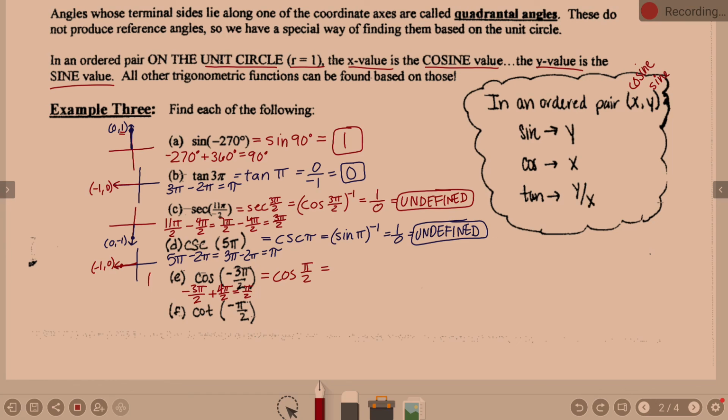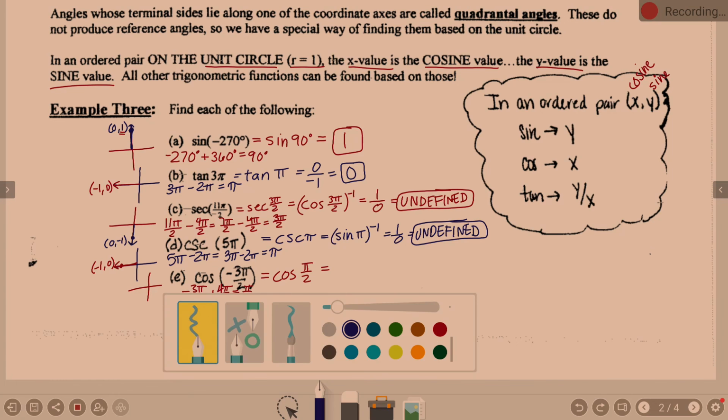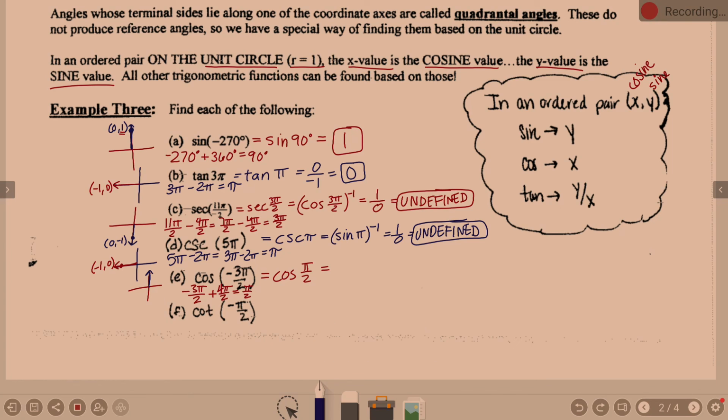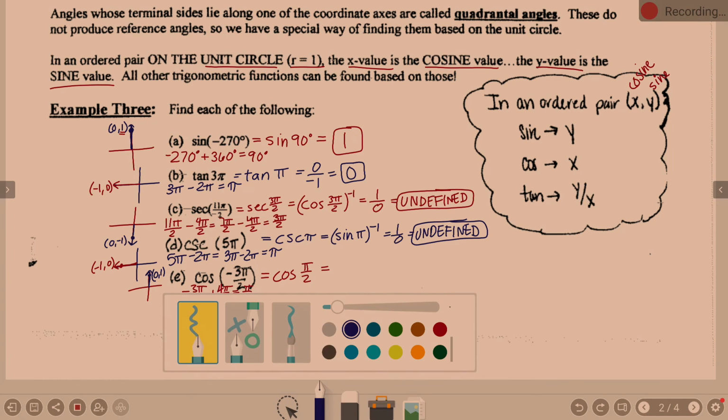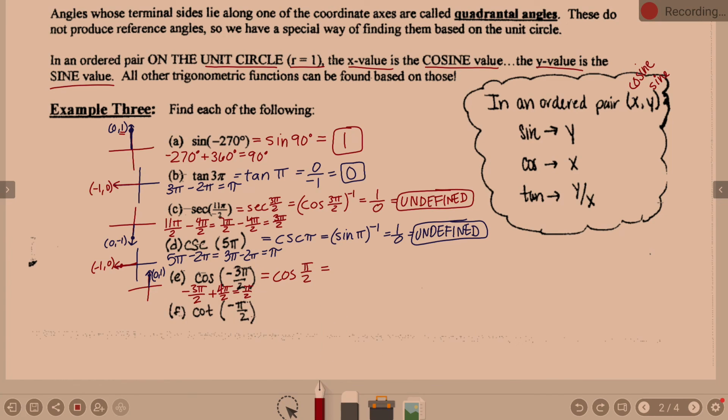Where's pi over 2? That's the up one. Left or right 0 and up 1. So an ordered pair of 0, 1. So cosine of pi over 2 is? 0. Yes? I already wrote 1 and squared it, but I'll just switch that to 0.